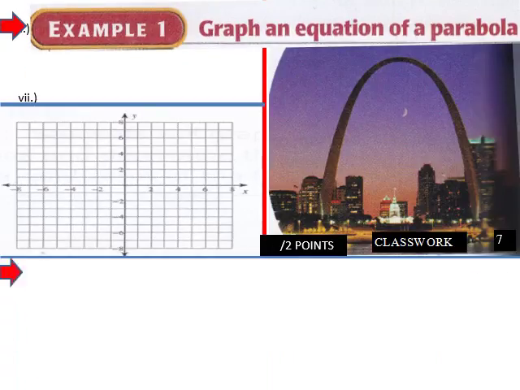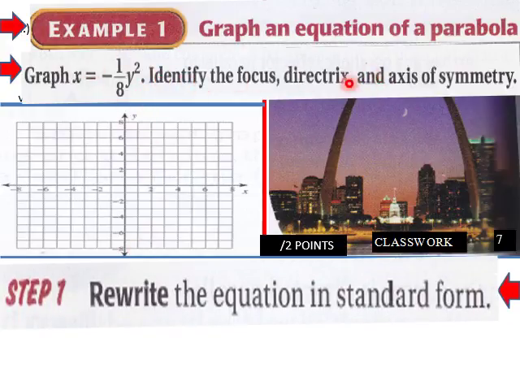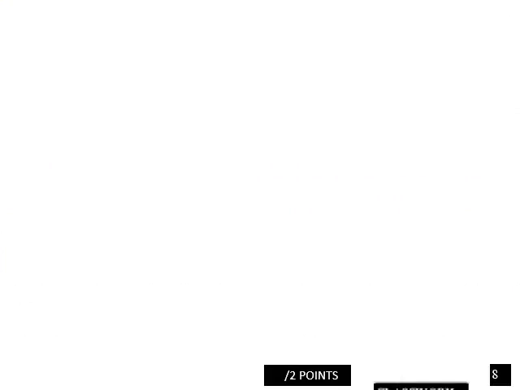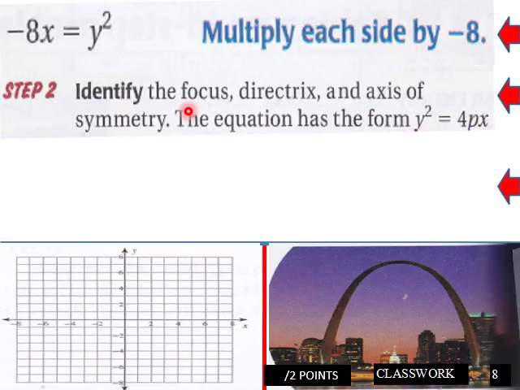Okay, let's do an example of this. Graph the equation of a parabola. Identify the focus, directrix, and axis of symmetry. We write the equation in standard form. So x equals negative 1 over 8 y squared. So multiply each side by negative 8. We're going to isolate our y.